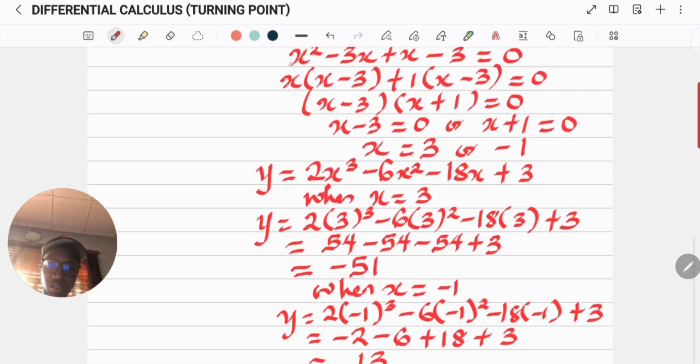Now that we have gotten this function, that means at those turning points, when x is minus 1 and 3, we were able to get y as 13 and negative 51. So this will be the answer.